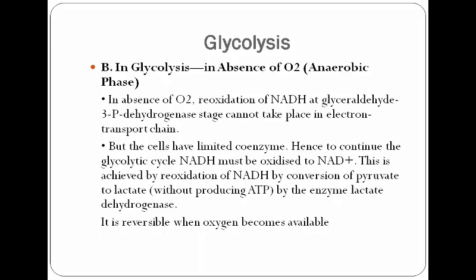So to continue the glycolytic cycle, NADH must be oxidized to NAD, but this cannot take part in the electron transport chain. So what happens? It is achieved by the conversion of pyruvic acid to lactic acid.